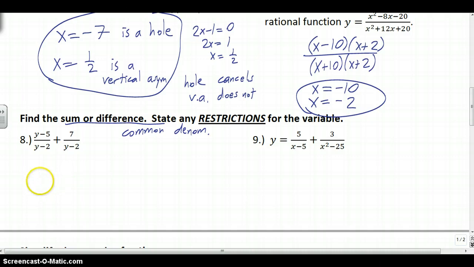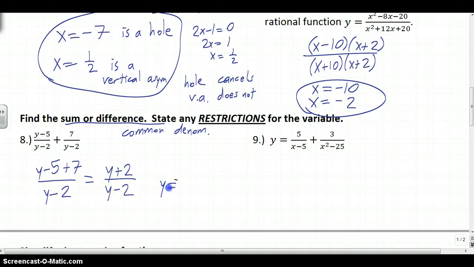So, I'm going to write them as one fraction just so you can see what happens. That means this becomes y minus 5 plus 7. A lot of you didn't realize on the quiz, those actually add together. What's negative 5 plus 7? Well, that's y plus 2. Okay? Do these cancel? Nope. We just have to state the restrictions. What can y not be? Y can't equal 2, of course.